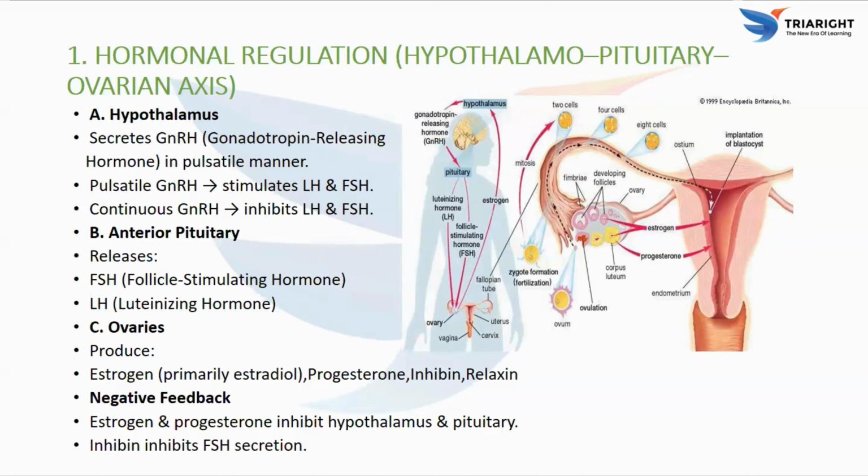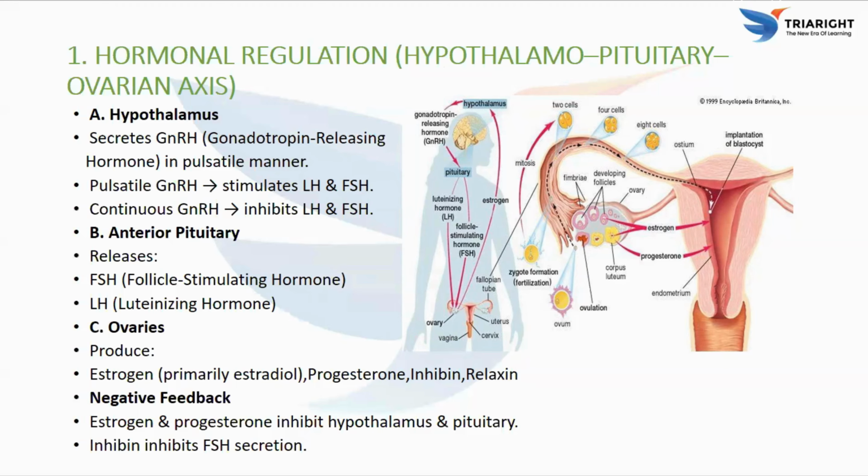So the first function is hormonal regulation. The menstrual cycle is controlled by a teamwork of three organs: hypothalamus, pituitary gland, and ovaries. They communicate using hormones, like sending messages back and forth. This is called the HPO axis, nothing but the hypothalamo-pituitary-ovarian axis.